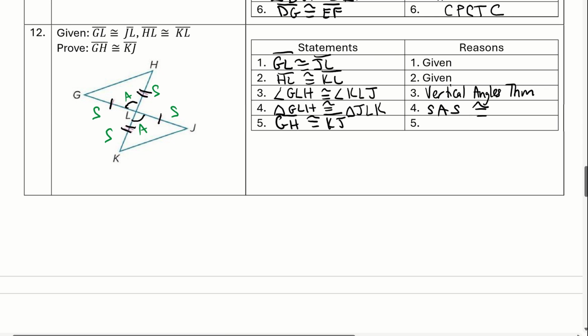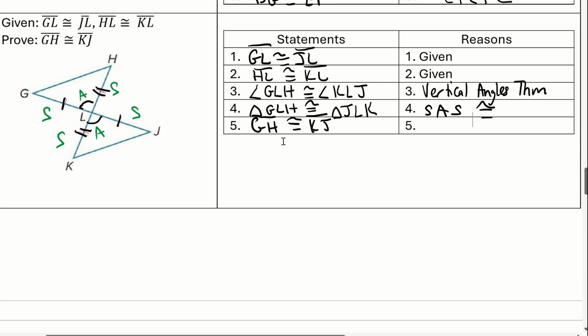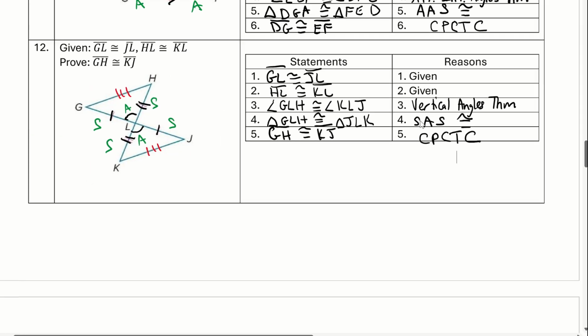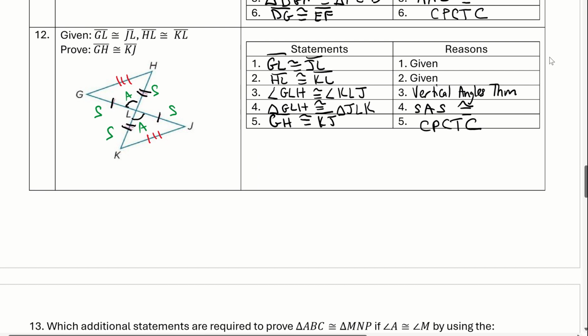All right, let me zoom in a little bit there. Okay, and then the proof statement we wrote down. So why is that true? Well, because the triangles are congruent, that means that the 2 corresponding parts must be congruent. That's CPCTC. All right, and that's the end of the proofs, okay? So again, remember that CPCTC for the test. And of course, remember the other stuff, but definitely don't forget that part.